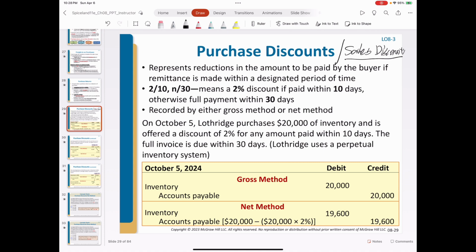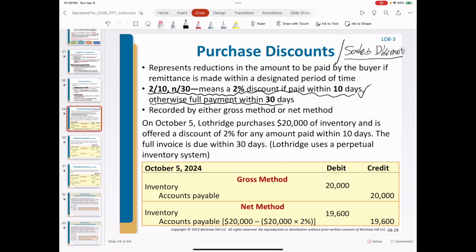And the supplier provides such a sales discount from the seller's perspective, but this is a purchase discount from the buyer's perspective. 2/10, net 30. That means if the purchaser pays within 10 days after the sale, there will be a 2% off the balance. Otherwise, the full payment will be due within 30 days after the sale.